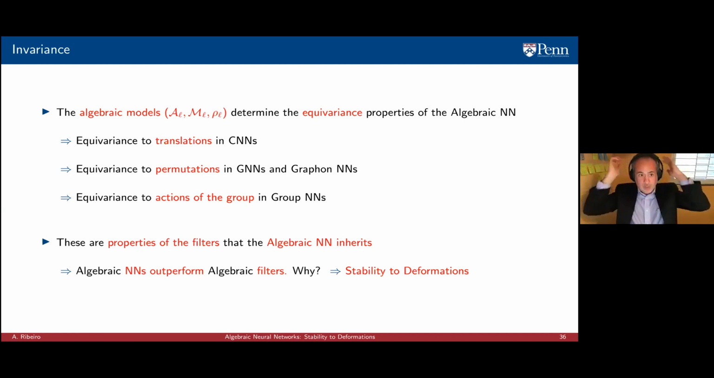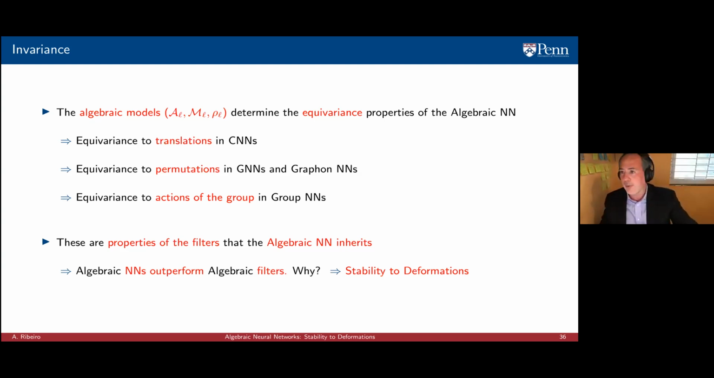Okay, so there is something important here, which is that the algebraic model determines the equivariance properties of the algebraic neural network. That's what makes convolutional processing useful. Equivariant to translations in CNNs, equivariant to permutations in GNNs, equivariance to actions of the group in the case of group neural networks. Now, the thing is these are all properties of the filters. These are properties that the filters have and that the algebraic neural network inherits. Now, in practice, and there's no question about this, neural networks outperform algebraic filters. So a good question here is why?